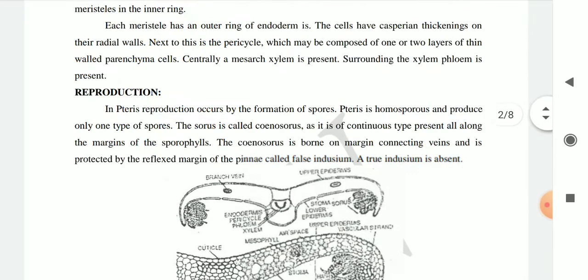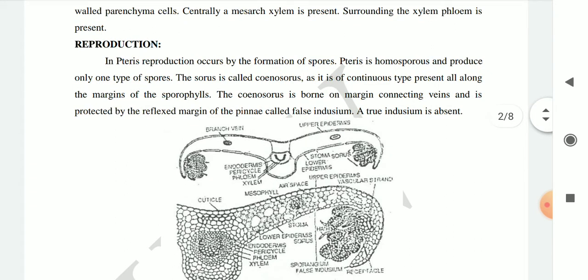So next, going to the reproduction in case of the Pteris. Usually the reproduction takes place by the formation of spores, and commonly the Pteris produces homospores. Homo means similar kind of spores, or only one kind of spores, produced during spore germination. The sori are found at the margin or in the middle of the leaves.